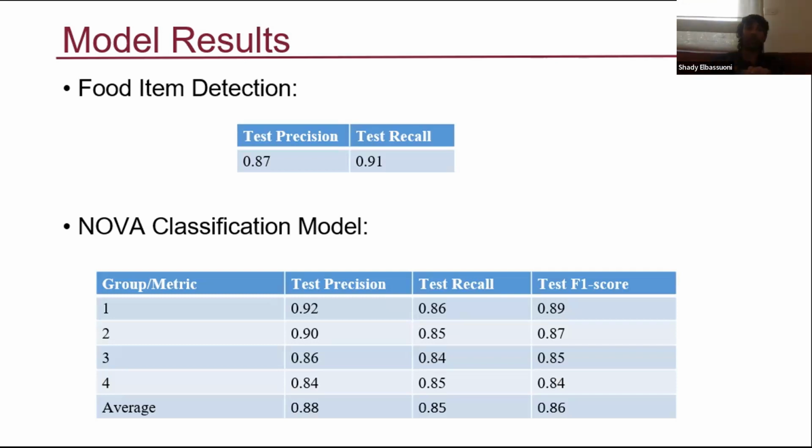And as you can see, the food item detection model performed relatively well, so it was able to recall or detect correctly 91% of all the food items in the test data, and had only 87% precision, meaning that it detected some things that were not actually food items. And when you look at the NOVA classification model, on average, it had an 86% F1 score, which means that it was able to differentiate between these classes for food items, but wasn't as successful as the previous models, and that's because really this is the most difficult task that we had to do in our work.